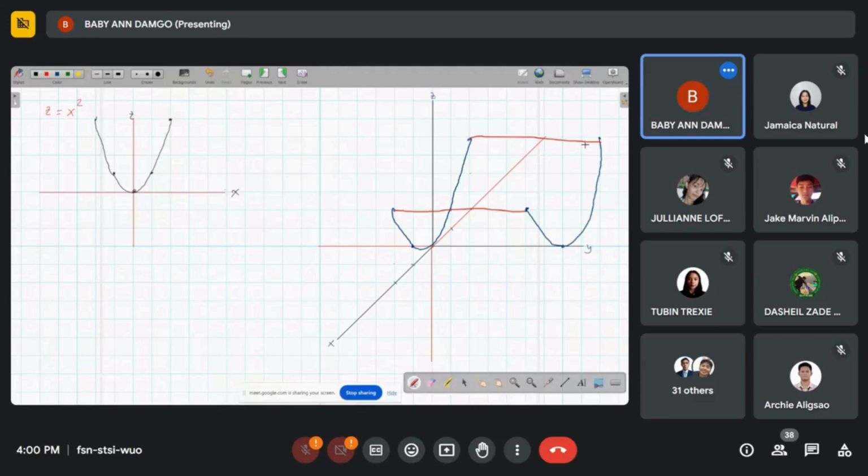We have x squared plus y squared. Actually, we're done with x squared plus y squared, no? Katong ganihan. So, dito na ta sa y squared plus 4z squared equals 16. Okay.